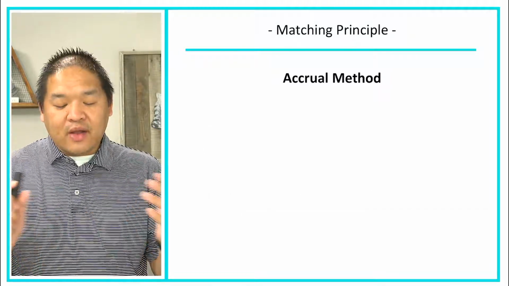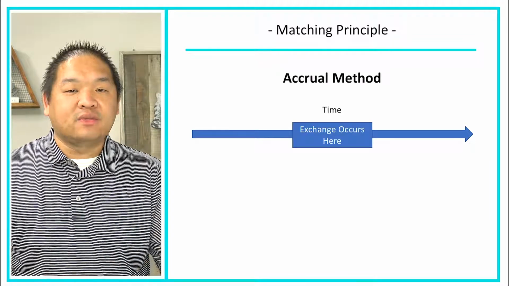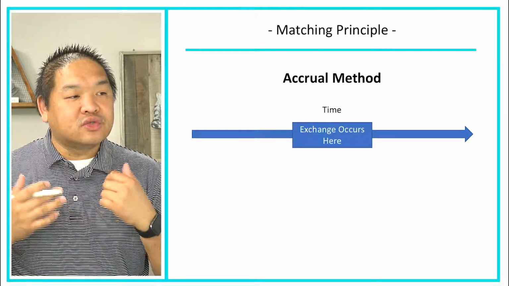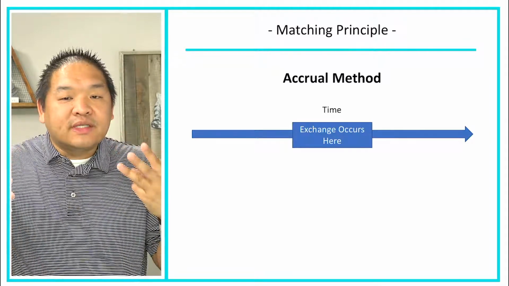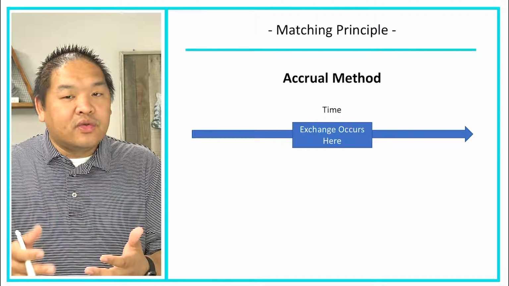All right, so what about cash? So impact of cash, again, we've got our timeline here, and let's assume that in the middle here, the exchange actually happens. The question is, what about cash? So there's 3 scenarios in which cash affects an expense. And so we're going to go through that here.